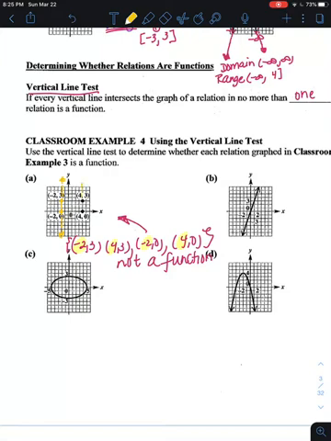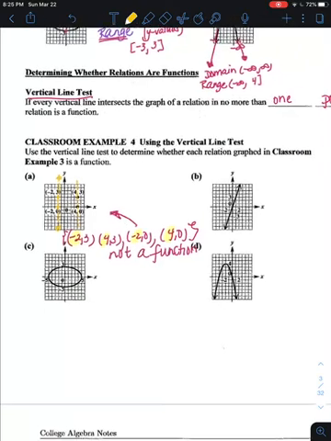So that's why we use a vertical line. If I put any imaginary vertical line, just imagine me putting this imaginary yellow line on this graph, it's going to hit more than one point at a time. And if it hits more than one point at a time, it's not a function.